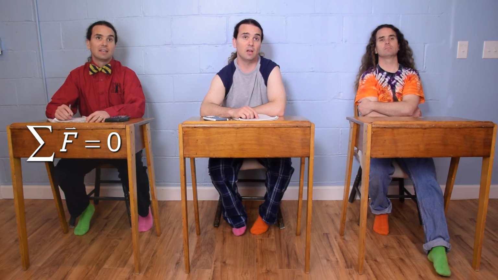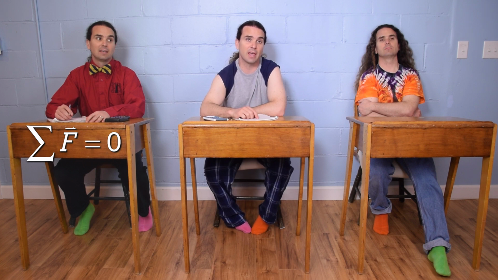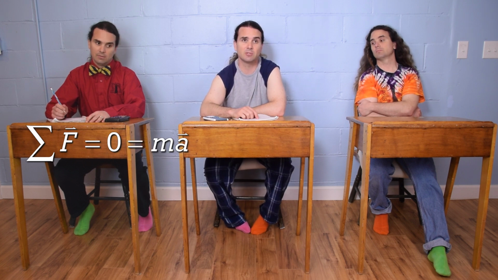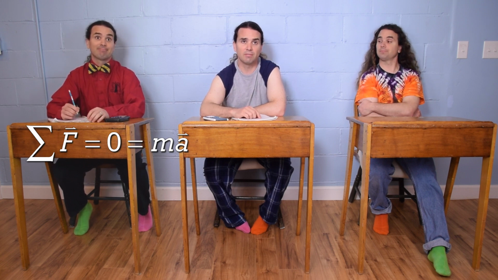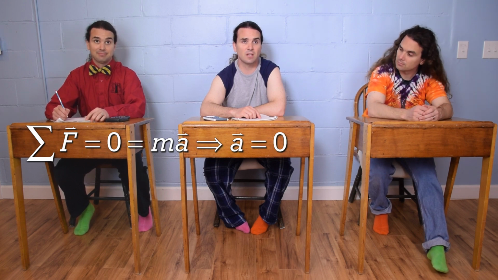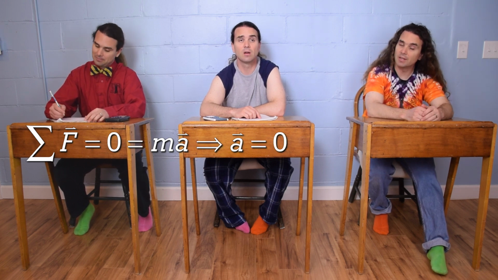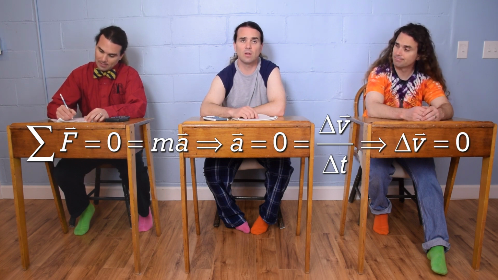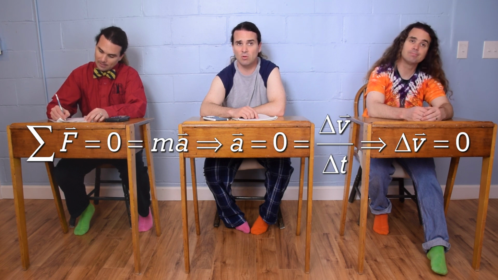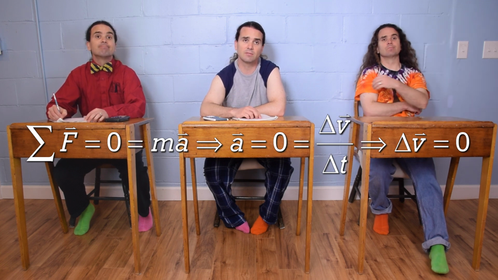Well, Newton's second law tells us that the net force acting on an object equals the mass of that object times its acceleration, where both acceleration and force are vectors. Right. And if the net force equals 0, then the acceleration of the object is 0. And acceleration equals change in velocity over change in time, so the change in velocity of the object is 0. Yeah, so if an object is in equilibrium and moving, it will maintain a constant velocity.